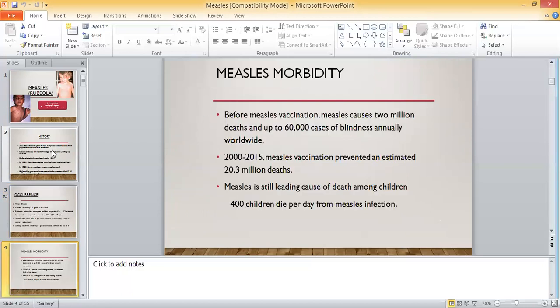Measles morbidity before measles vaccination: measles caused 2 million deaths and up to 60,000 cases of blindness annually worldwide. From 2000 to 2015, measles vaccination prevented an estimated 20.3 million deaths. This means that after the introduction of the measles vaccine, during this period of 15 years, around 20.3 million children and other people were saved from death due to measles. Measles is still a leading cause of death among children. 400 children die per day from measles infection globally.